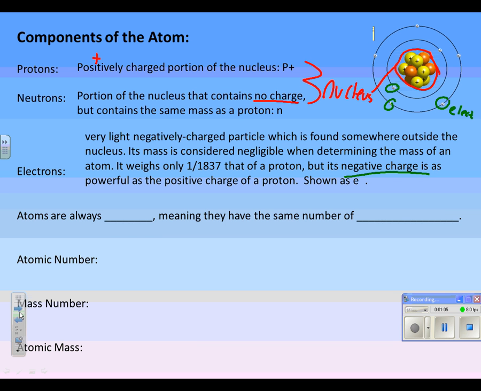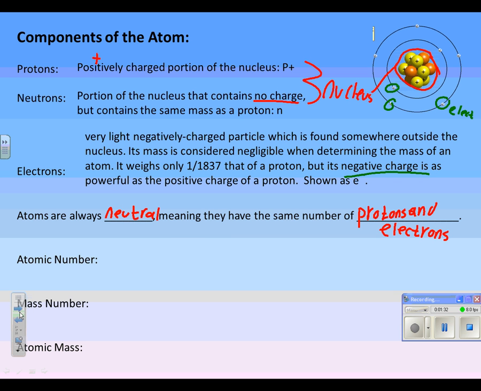That doesn't look very important, but it is. Atoms are always considered neutral. So write that in there. Meaning that they always have the same number of protons and electrons. If you understand that right now, that makes your life substantially easier for the rest of the year.